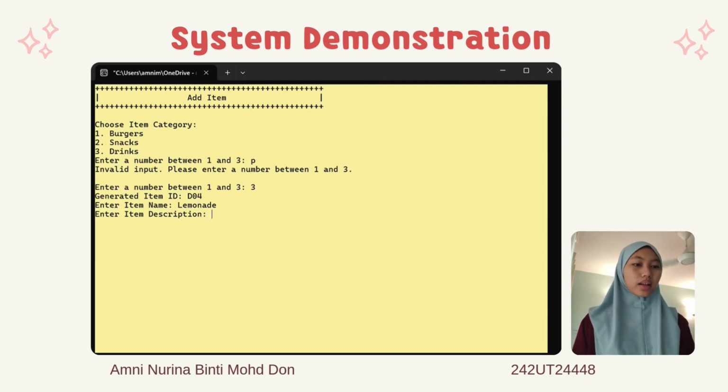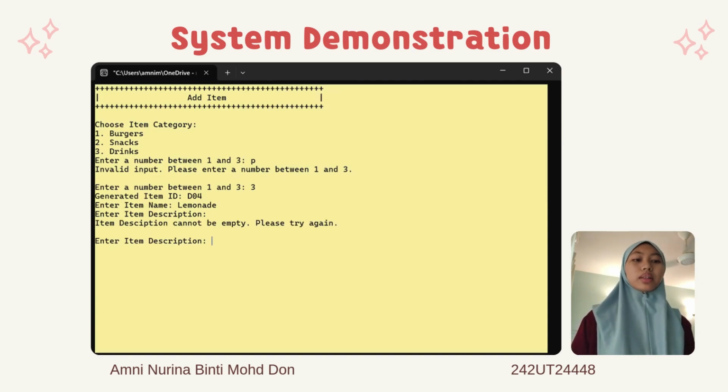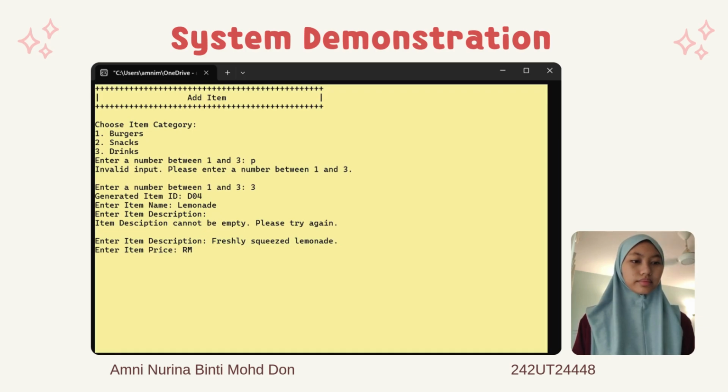Okay. Next is item description. Let's say I press enter and leave it empty, an error will appear saying that item description cannot be empty. Please try again. So I put in the description, freshly squeezed lemonade. There. And then I need to put in the price of the lemonade.